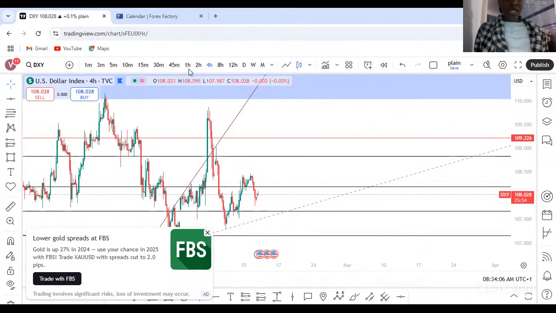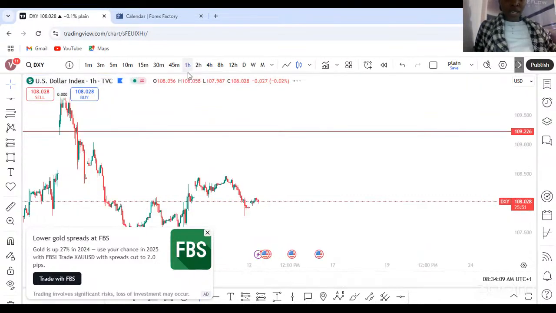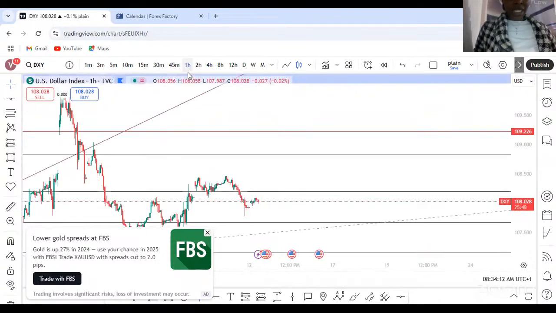On the 1-hour time frame too, it is pretty much the same thing. We are seeing price retracing, and of course, I'm interested in seeing price retracing into a discount level because I'm always interested to buy at discount and sell at premium. And I want to see price again selling into some discount level before buying off it.